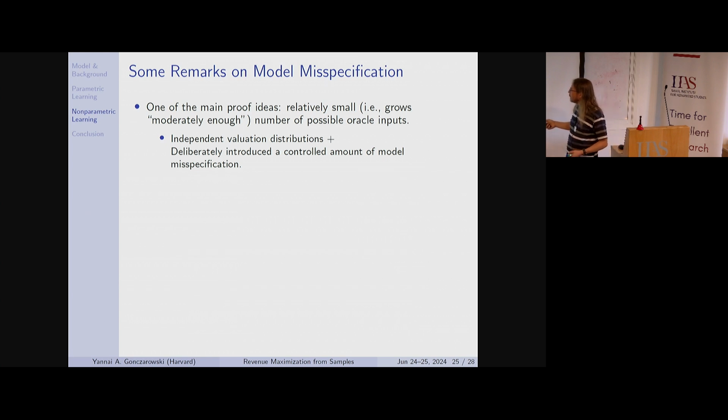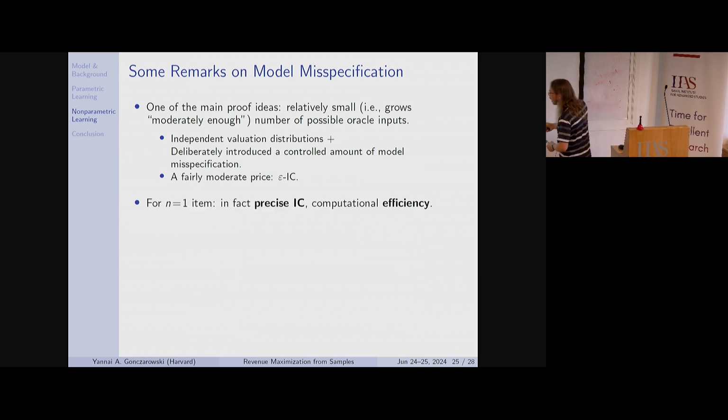So you can think about this as a deliberately introduced, controlled amount of model misspecification, and it comes at a fairly moderate price, which is epsilon IC. This is the rounding of the samples, at the end of the inputs to the auction, but also of the samples. For one item, we get precise IC computationally efficiently.